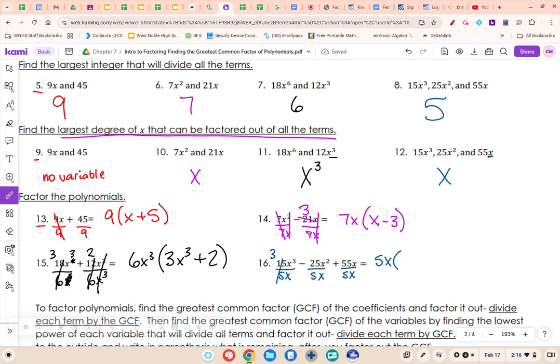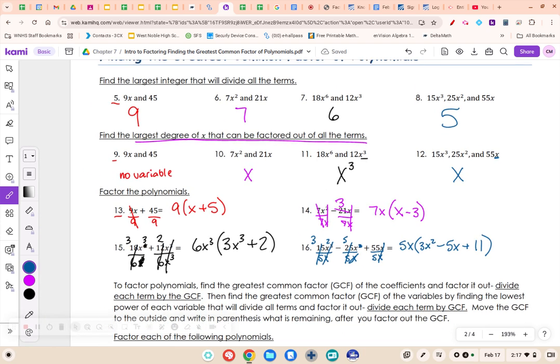So we have 3x squared minus 5x plus 11. Okay.